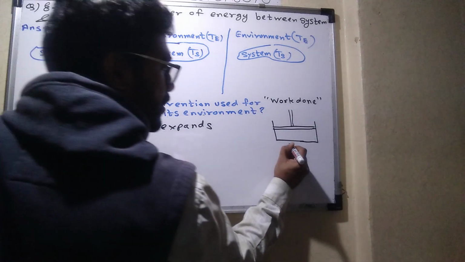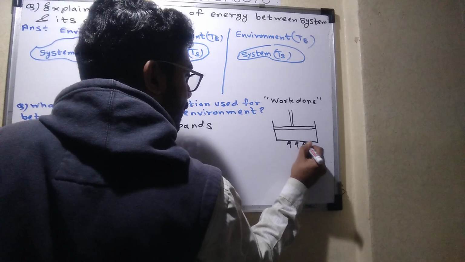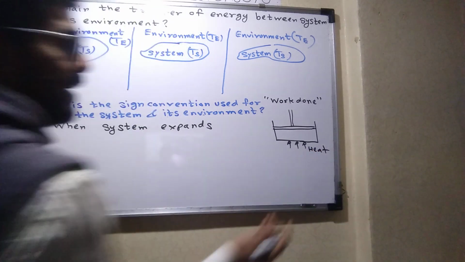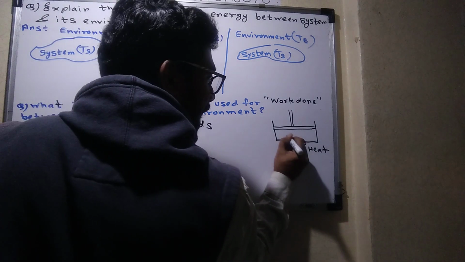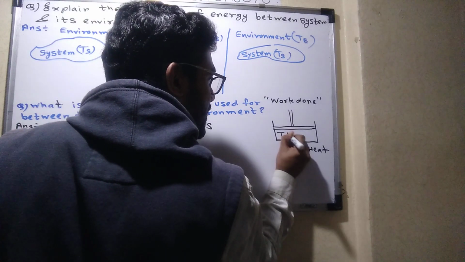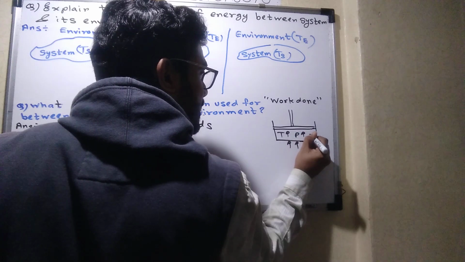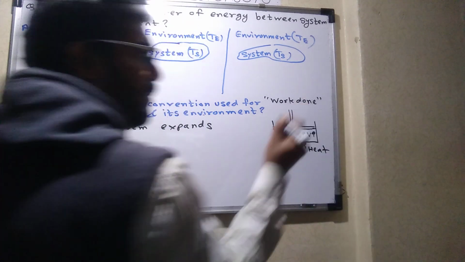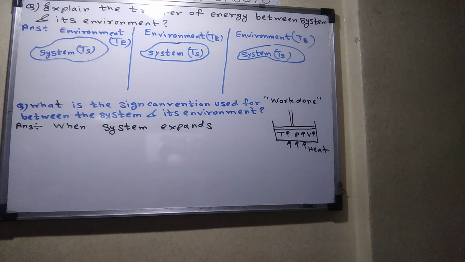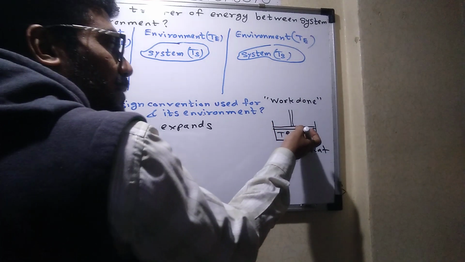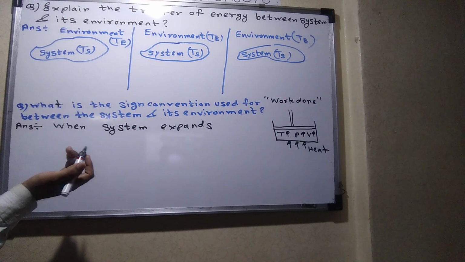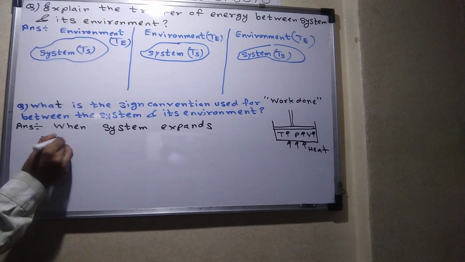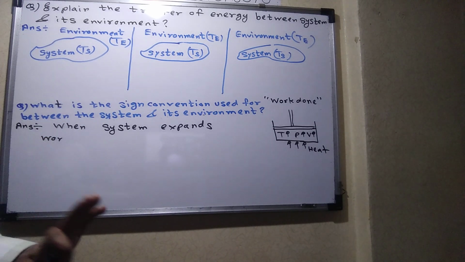There is a piston over there, and if I give the heat, so heat is absorbed by the system. When heat is absorbed by the system, temperature increases, pressure increases, volume also increases. Am I right? When volume increases, now the piston will do the work. Meaning the system expands. System expands means we will say work is done by the system on the surroundings.